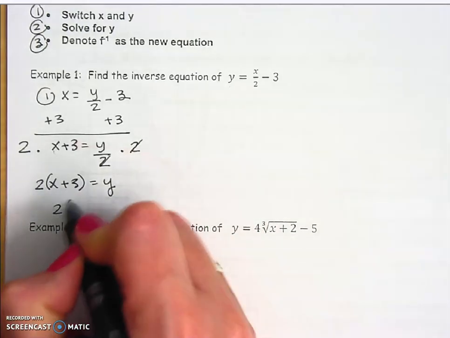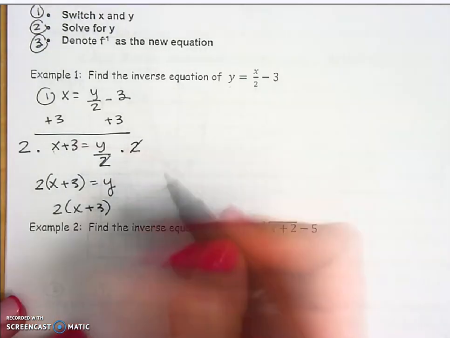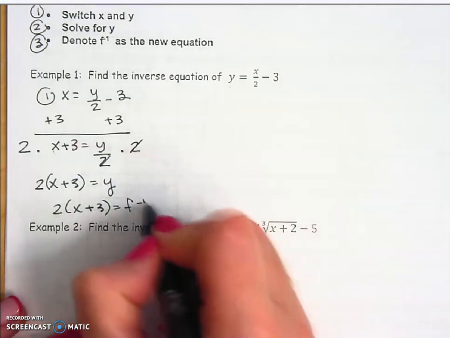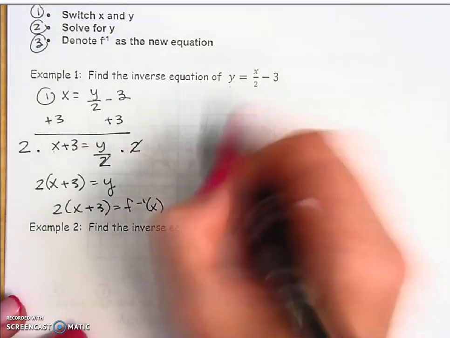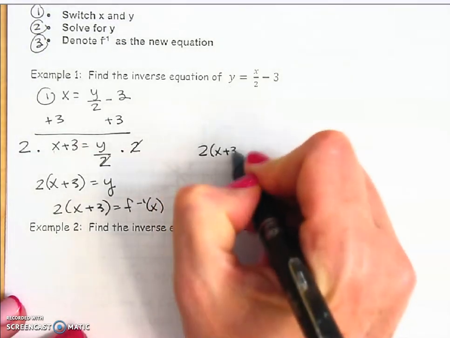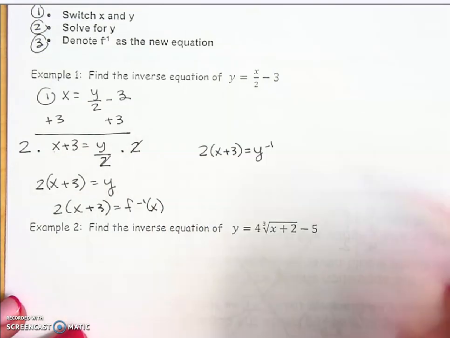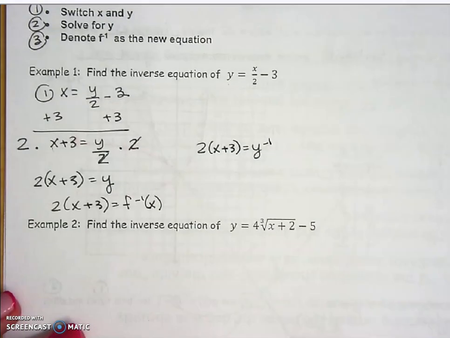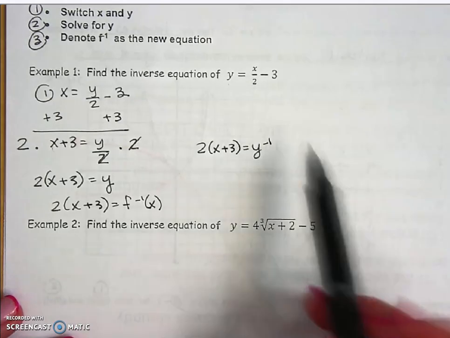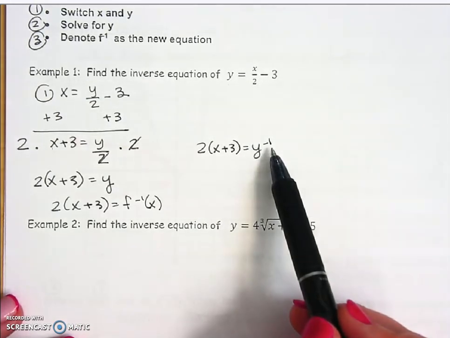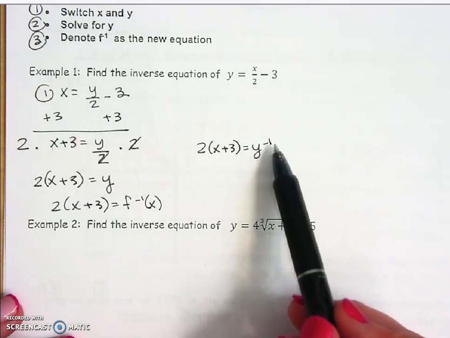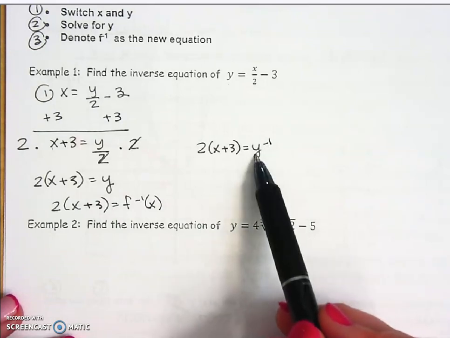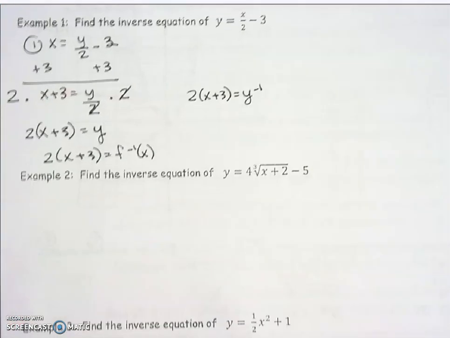And then use your function inverse notation. We can write f inverse of x. I would take just y inverse as well, whichever you're used to writing. And just remember that this is not a negative power or exponent, mathematically speaking. It's just symbolic notation saying that you took the inverse of this function. So you pause, and I want you to try example 2.